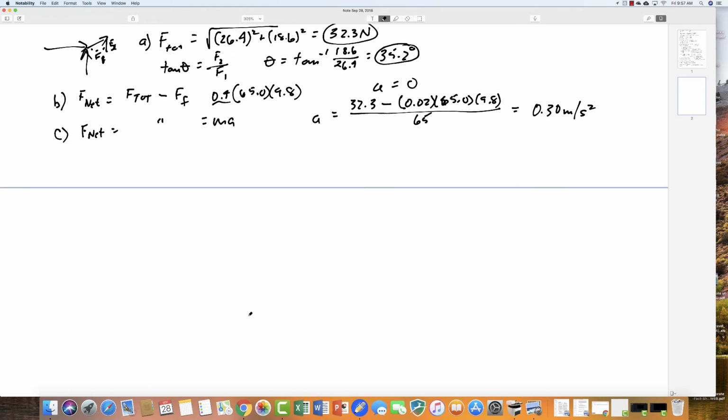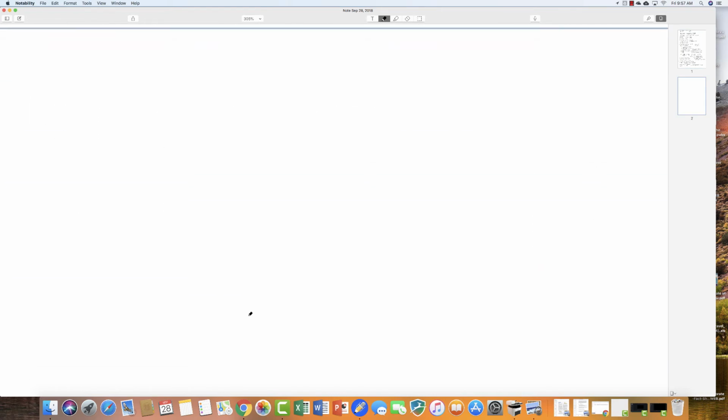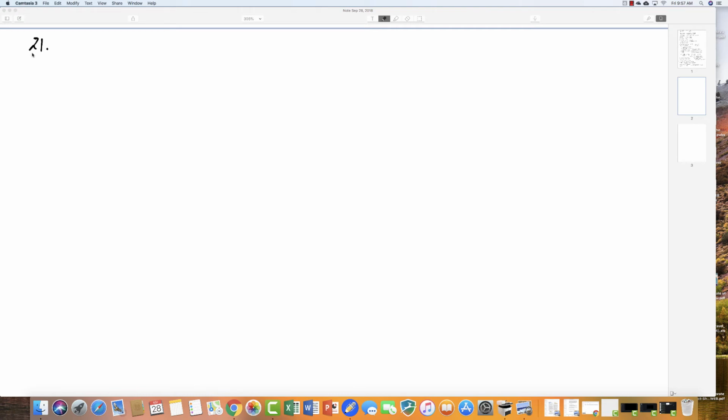The next problem, problem number 21, we're now moving from friction problems to drag problems. And remember the equation for drag is 1/2 times the coefficient of drag times the density of the medium times the cross-sectional area times v squared, velocity squared.